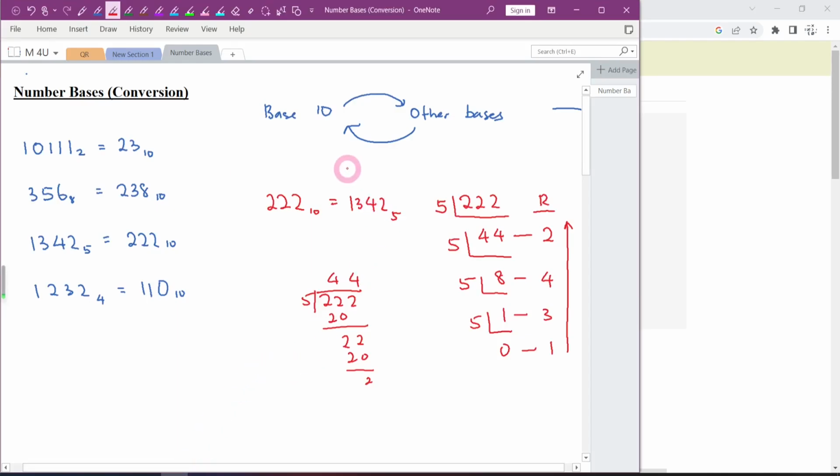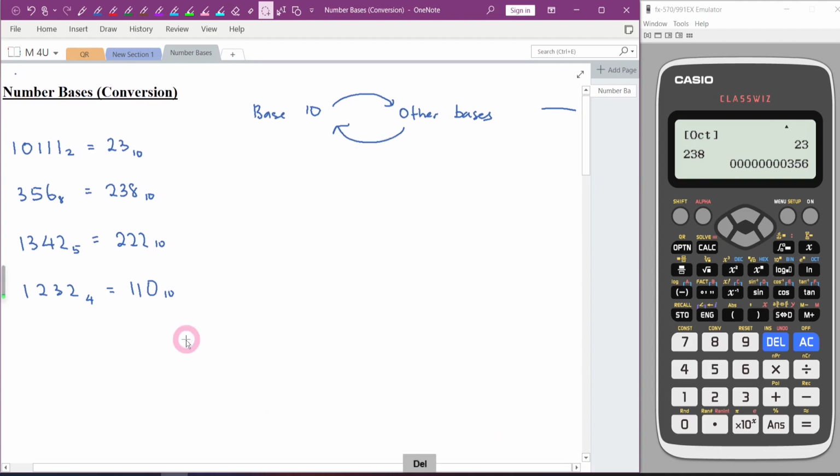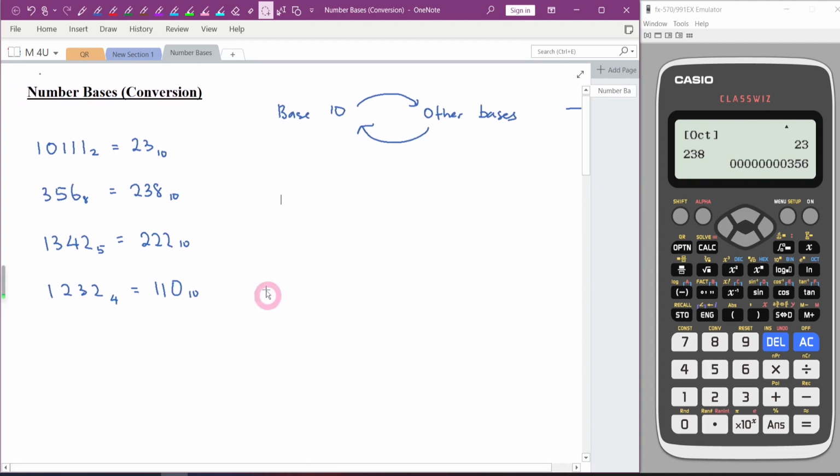This is how we use Google to check our answer for those bases that our calculator cannot help us to do the job. But definitely you need to understand the concept and you need to be able to get the answer without using a calculator or the website on Google. Okay, let me show the last one.